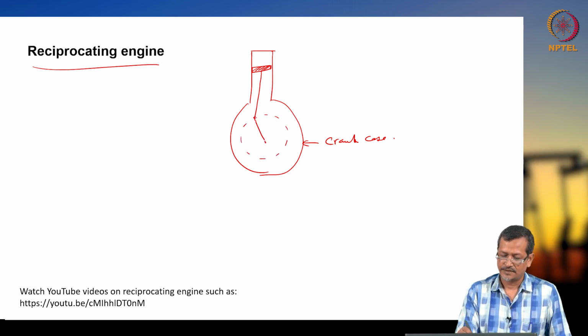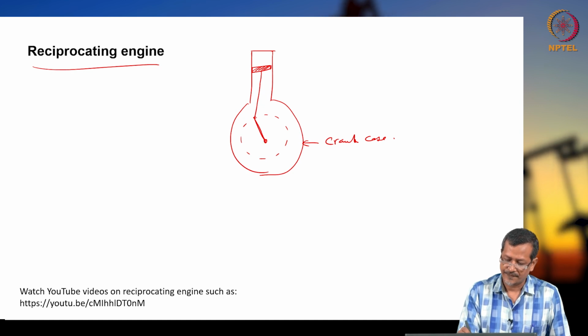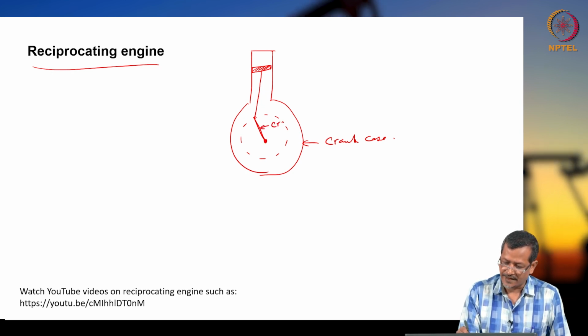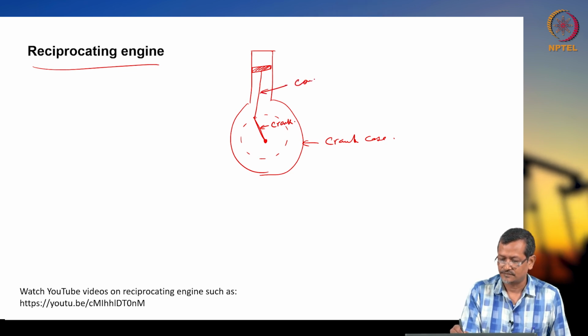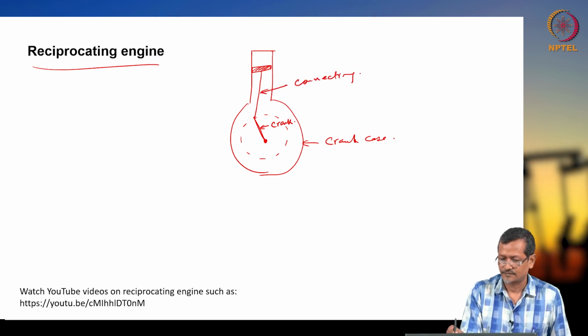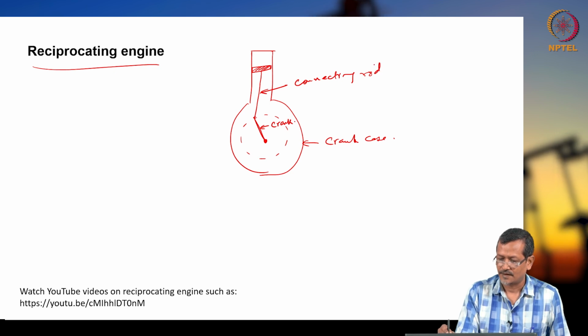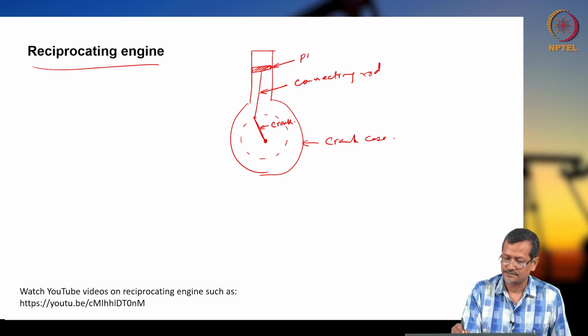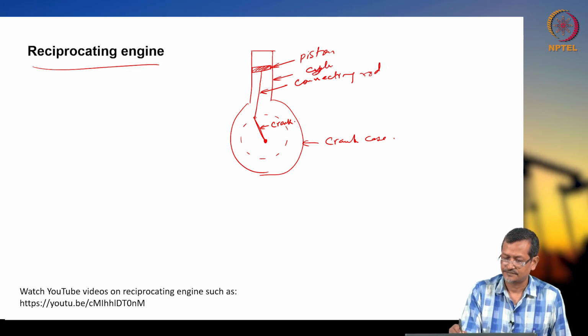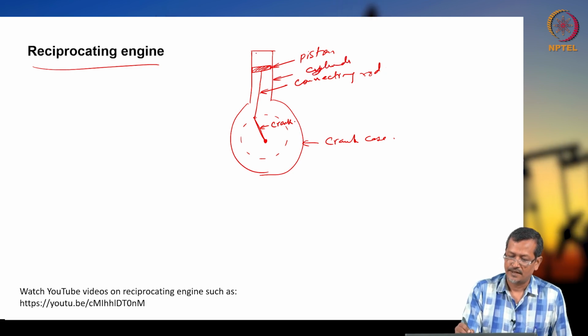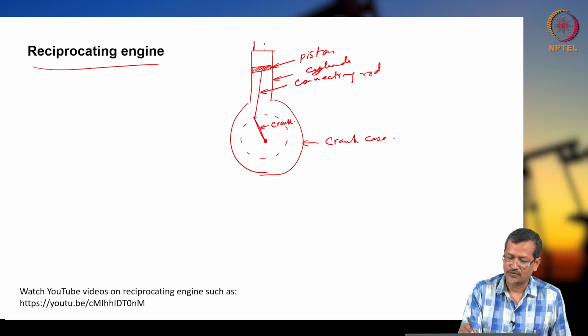This is called the crank. Okay, this is called the connecting rod. This is called the piston. This is the cylinder. And there will be a valve arrangement also.